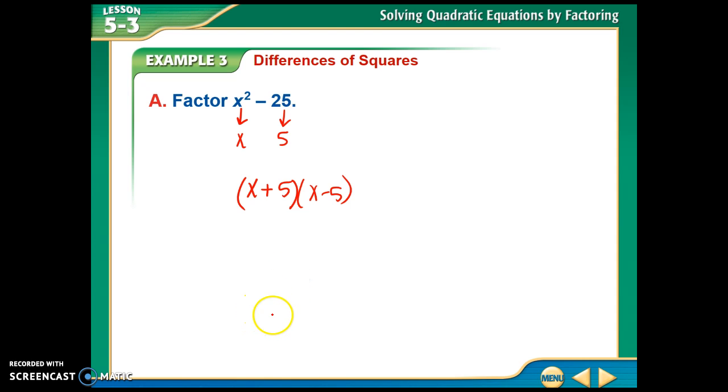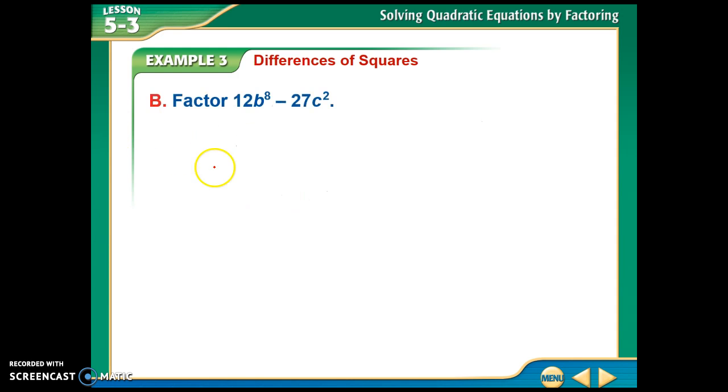And just a little note, your variables are perfect squares if you have an even exponent. For example, x to the 8th is a perfect square. The square root of x to the 8th, you just cut the exponent in half. It's x to the 4th. X to the 20th is a perfect square, and the square root is x to the 10th. Every single time, if it's an even exponent, it works for difference of squares.